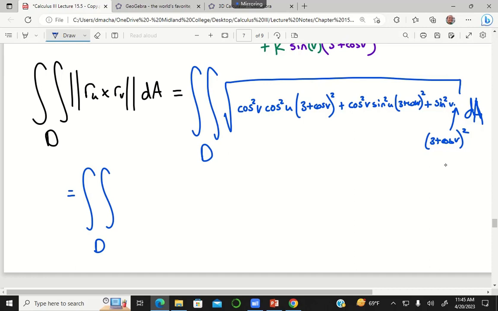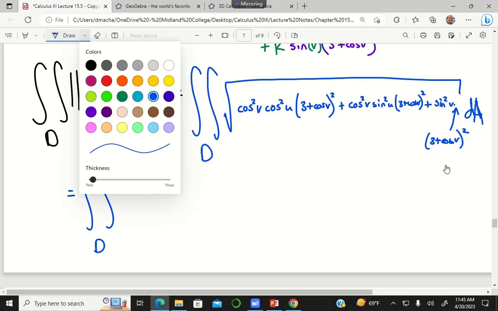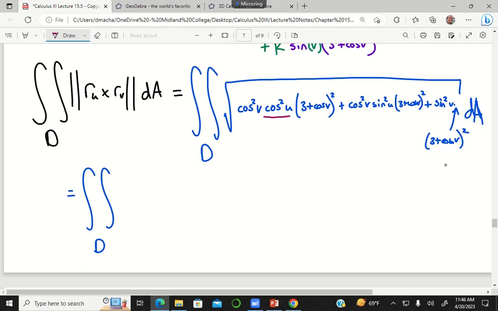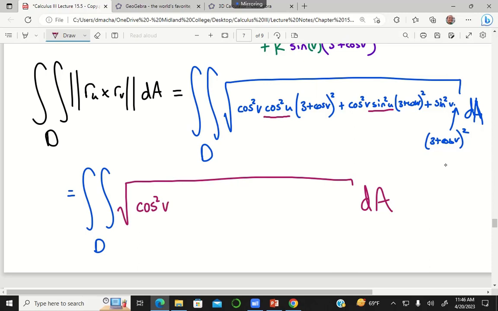This is actually working out pretty nicely, because if you look at the first two terms underneath the square root, this first term is exactly the same as the second term, except this first term has a cosine squared u, and the second term has a sine squared u. I know that cosine squared plus sine squared is equal to 1, so I can factor out everything else and multiply it by 1, and that simplifies very nicely. So the first two terms combined are going to be cosine squared v times (3 plus cosine v) all squared.